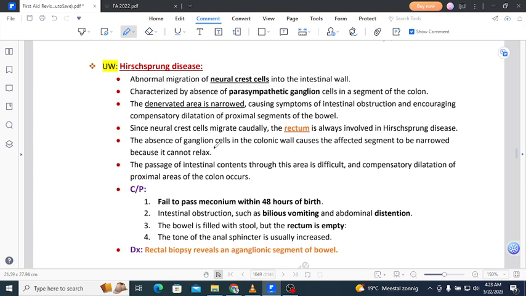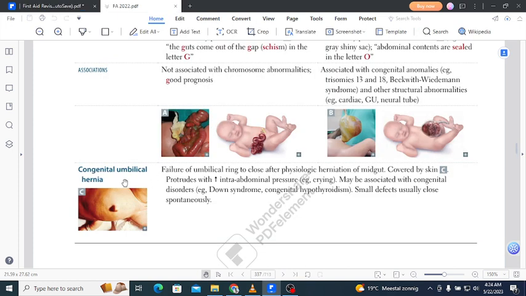What is Hirschsprung disease? This is a condition that is very closely associated with Down syndrome. Now there are two situations in the whole GIT that are associated with Down syndrome. The first one is duodenal atresia, and the second one is Hirschsprung disease. And there is another condition, congenital umbilical hernia, that is also associated with Down syndrome. So you can remember that the third condition associated with Down syndrome is the congenital umbilical hernia.